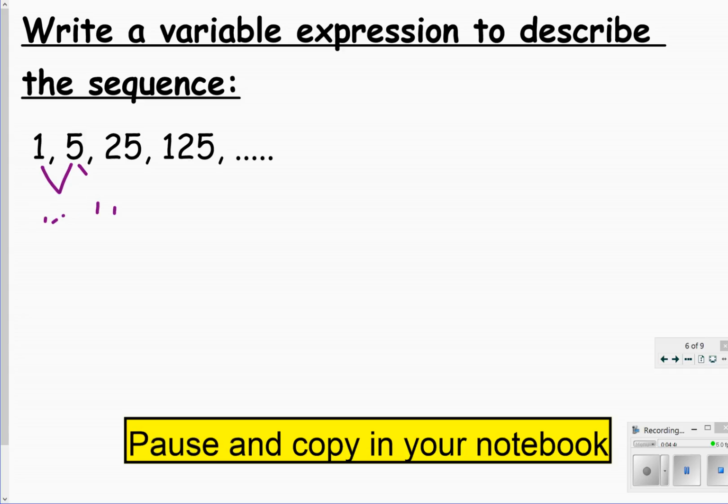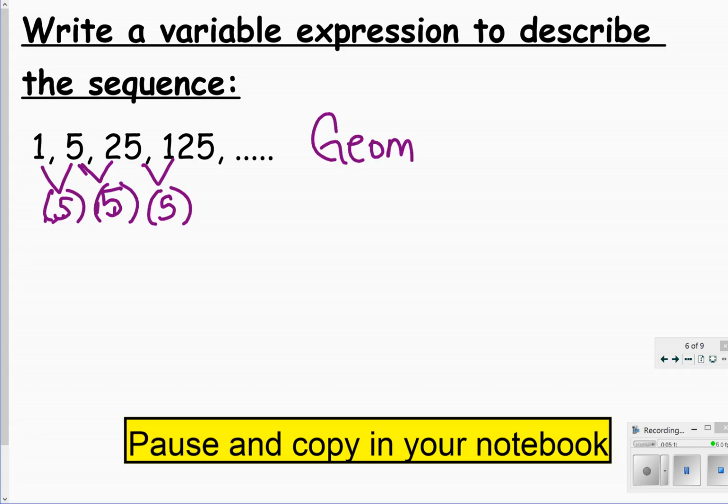So let's see. If it's geometric, that means we have to multiply. So 1 times what makes 5? Well, 1 times 5 makes 5. So does the same thing happen to get to 25? 5 times 5, does that make 25? It does. And 25 times 5, does that make 125? It sure does. So this is a geometric pattern.